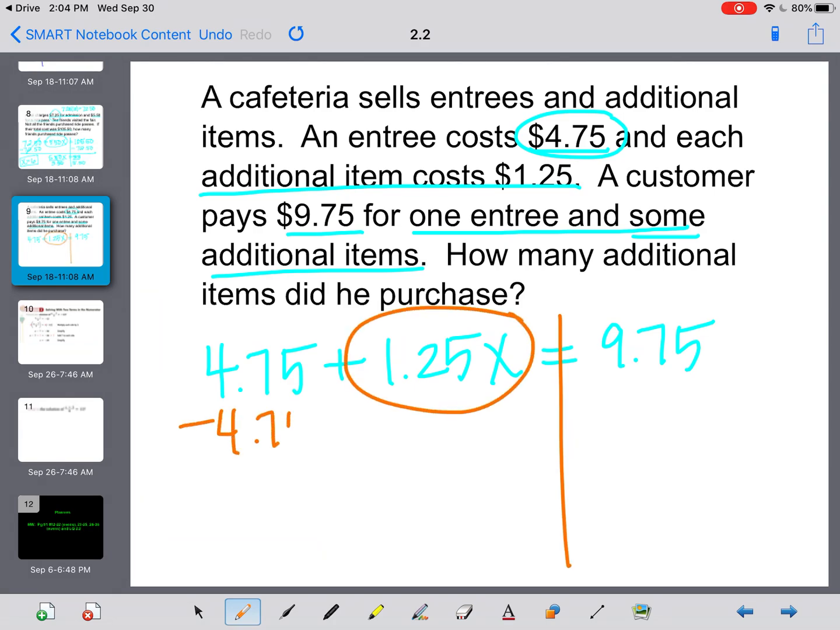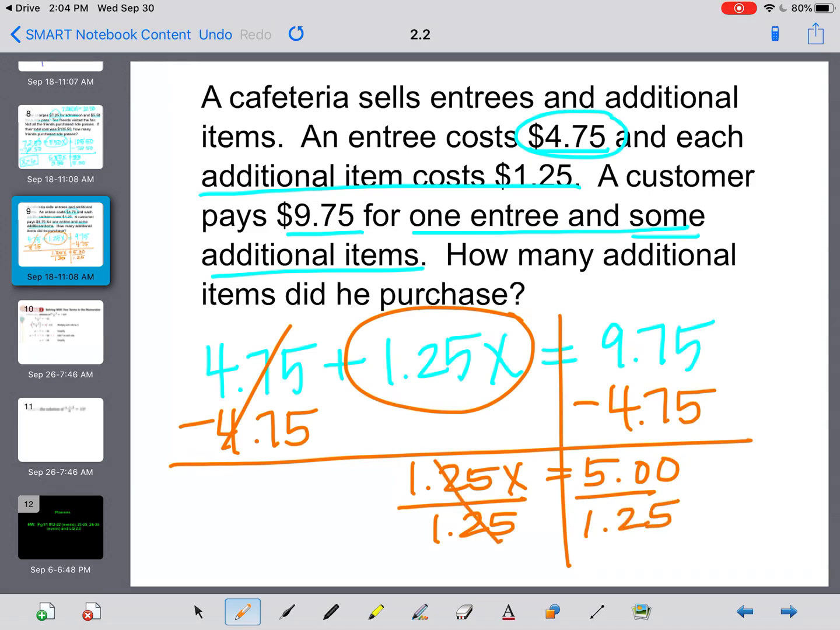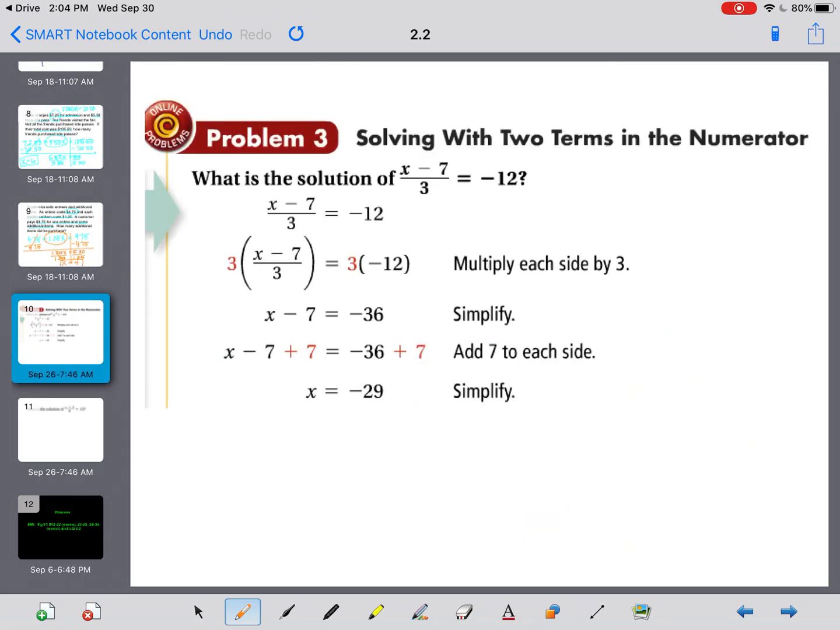Okay, to solve it, we're going to keep our couple, and get rid of the entree payment by subtracting it. That leaves me with $1.25x equals $5. I'm going to split that $5 up into $1.25 groups, which is the additional items. And that will tell me that this person bought 4 additional items to go with their entree.